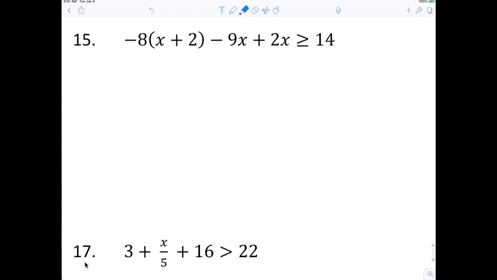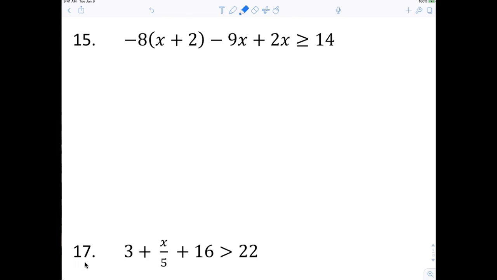Negative 8x minus 16 minus 9x plus 2. Negative 8 minus 9 plus 2 is negative 15. You've got an x. Other than that, you're good. So, negative 8 minus 9 is what? Negative 17. I'll just change it now. You understand? It's negative 15. Okay. Harley, you working?